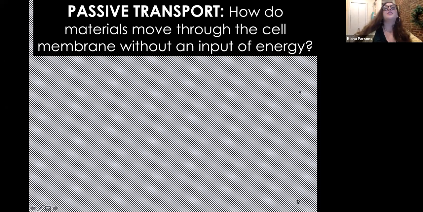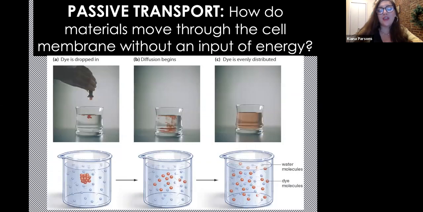All right. So, passive transport, or how do materials move through the cell membrane without an input of energy? And again, another word for passive transport is diffusion. So, let's take a look at the process of diffusion. You can see here the dye is dropped into a cup of water. So this is food dye and it's being dropped in. And at first, the food dye is only right in one spot. And then as you can see in the next image, the food dye has begun to spread throughout the cup.